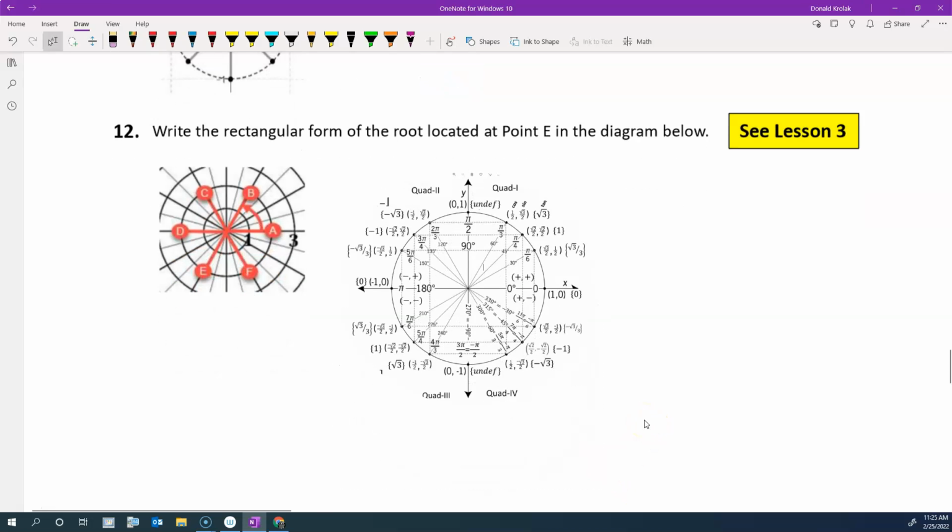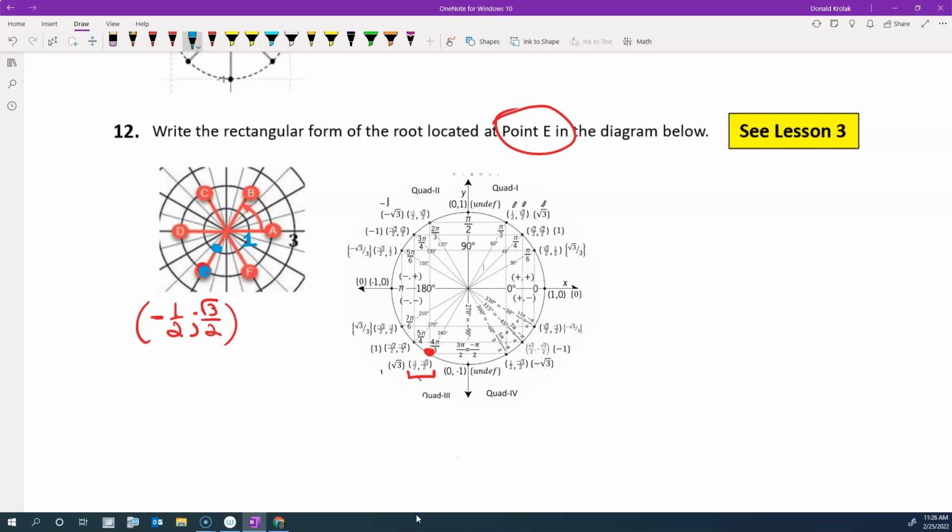All right, so if I said, what's the location of point E? Well, point E corresponds to this angle right there. And the coordinates tell me what that is. That would be negative 1/2, comma, negative root 3 over 2. That's the coordinates of this point. Okay, now that point actually is right here.